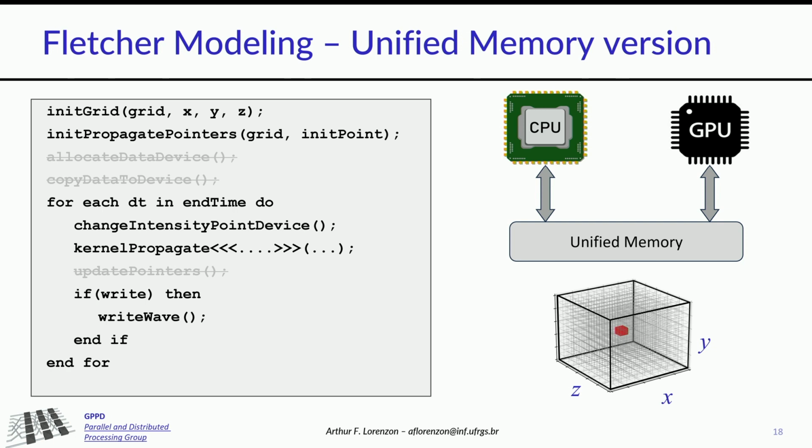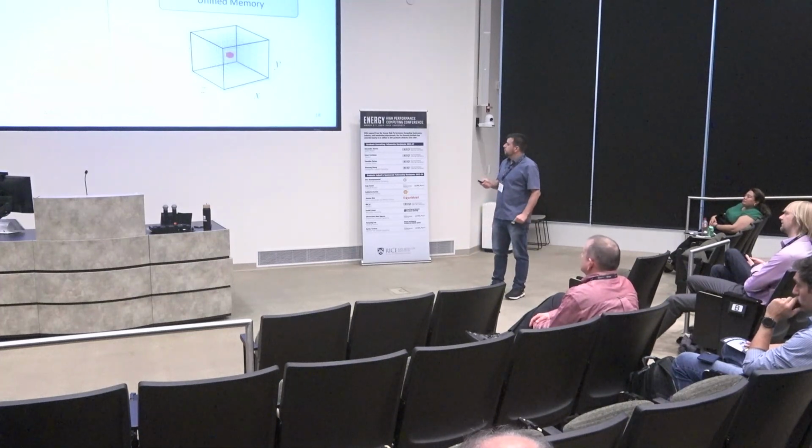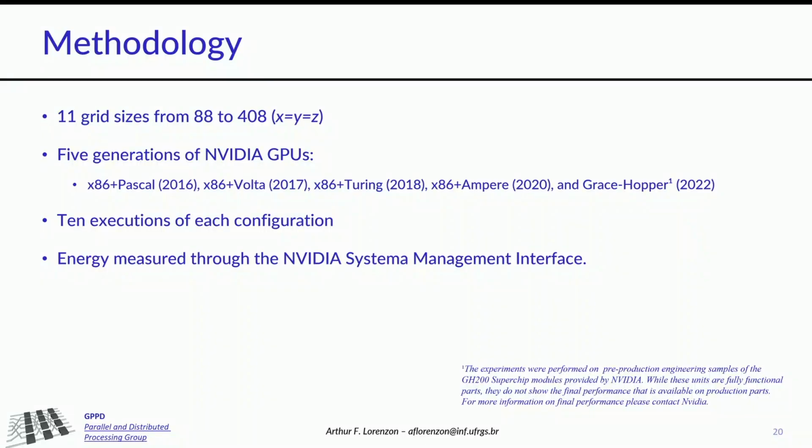Also in this version, we have tuned the parameter configuration, the runtime executions of the kernels, choosing the number of blocks and number of threads per block through a design space exploration. Well, to evaluate, we have considered 11 different grid sizes, ranging from 88 to 408, which is the size that we can fit in all the GPUs.